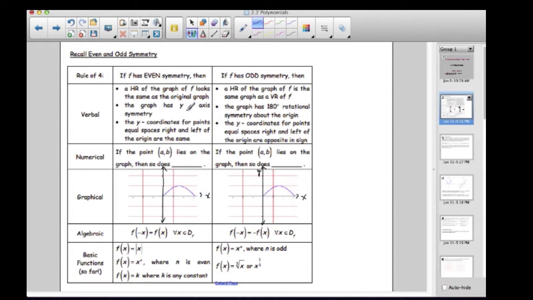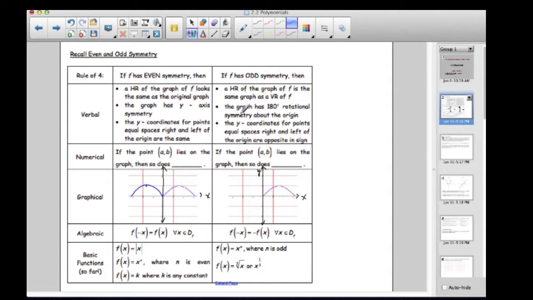So the graph for an even function has y-axis symmetry, or the y-coordinates for points equal spaces right and left of the origin are the same. So if we go right one and up a bit, then we could go left one and up the same amount. So if we went right and up, we would go left and up the same amount. And so this graph would end up looking something like this if the function has even symmetry.